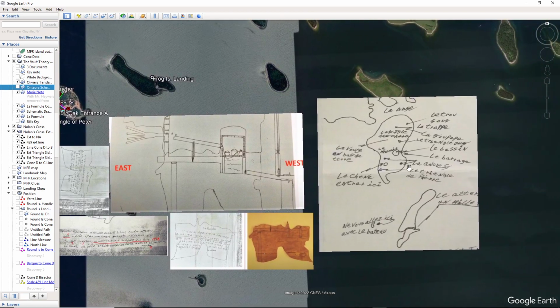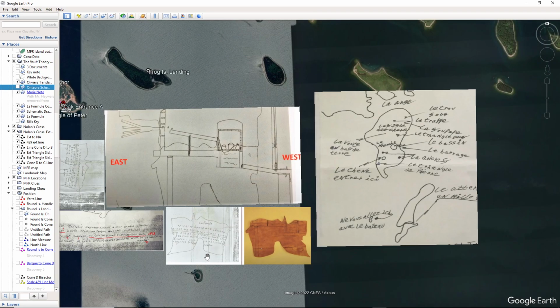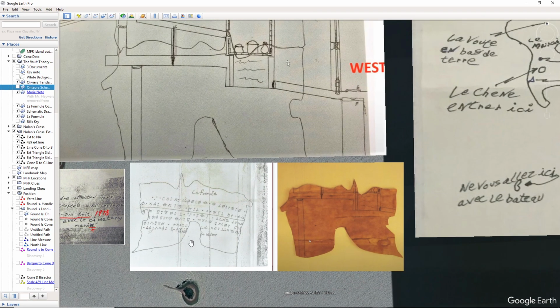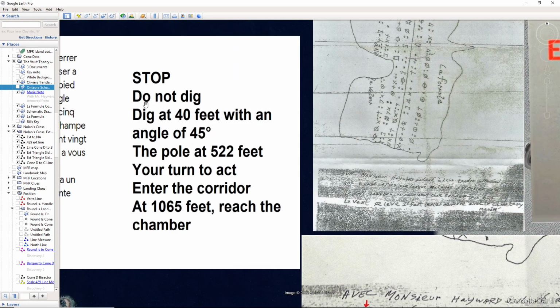And here's the map right here. This is the hole under the hatch, which is right here. The Soupape, which is the valve. Then we have triangle 2. And here is La Formula, just showing you that La Formula is actually part of the Antiara schematics. See how they're the same shape? And this cipher is written on La Formula. And La Formula, basically, when translated, says this: do not dig at 40 feet.